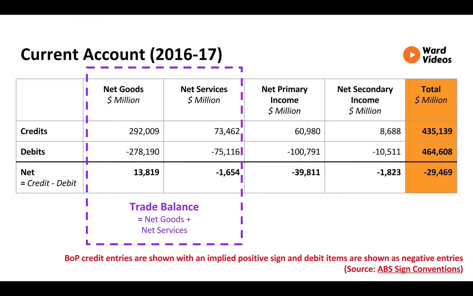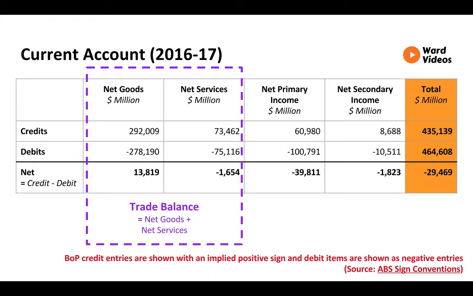Our next two. Net primary income is returned from the factors of production. So land returns rent, labour returns wages, capital returns interest, and entrepreneurship returns profit. A credit would be dividends paid to an Aussie from a UK company, while a debit will be rent from an Australian property back to a Chinese investor.